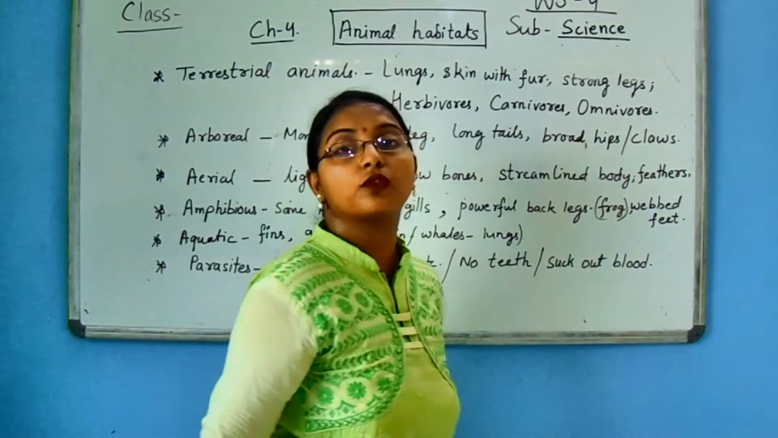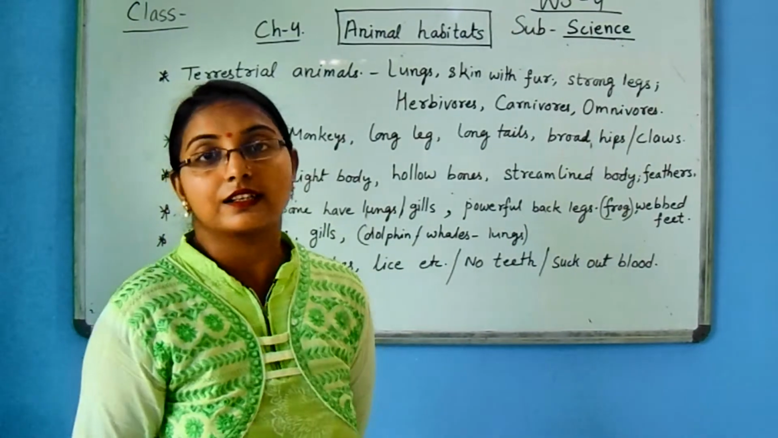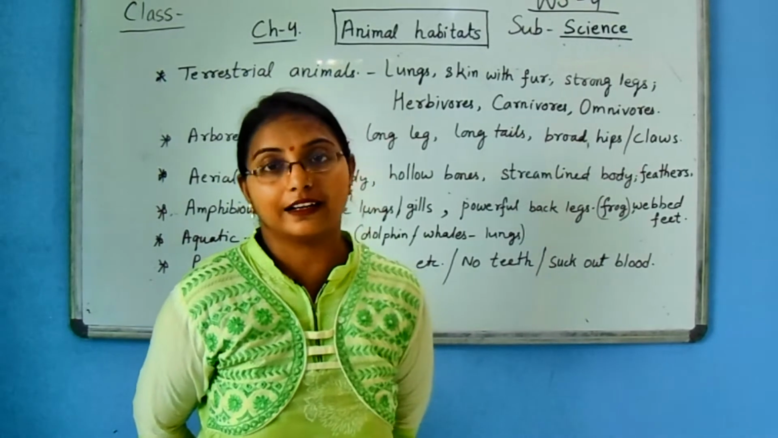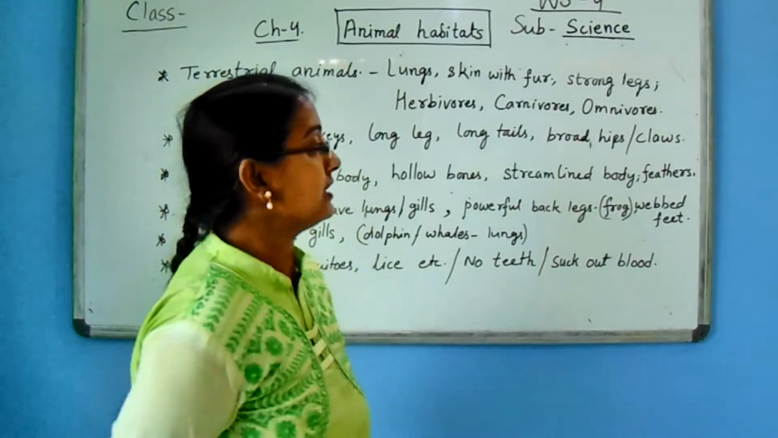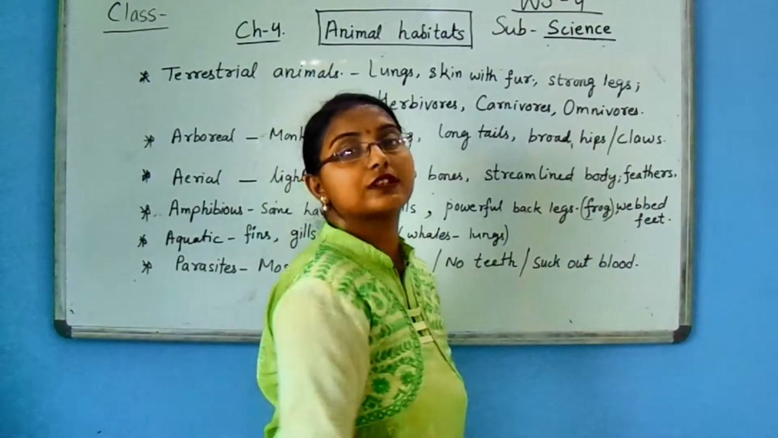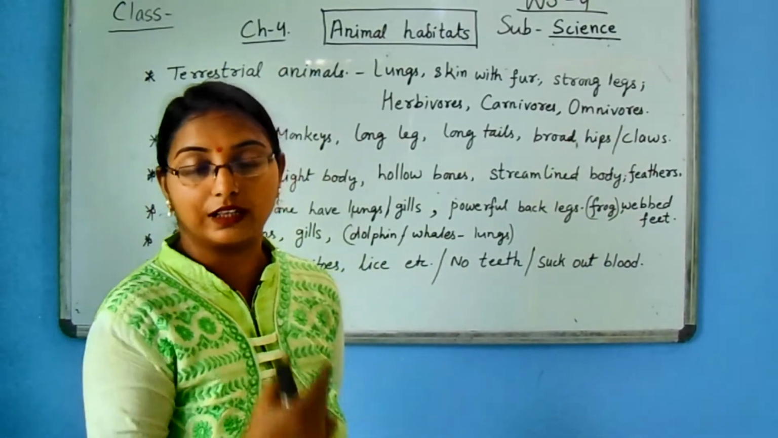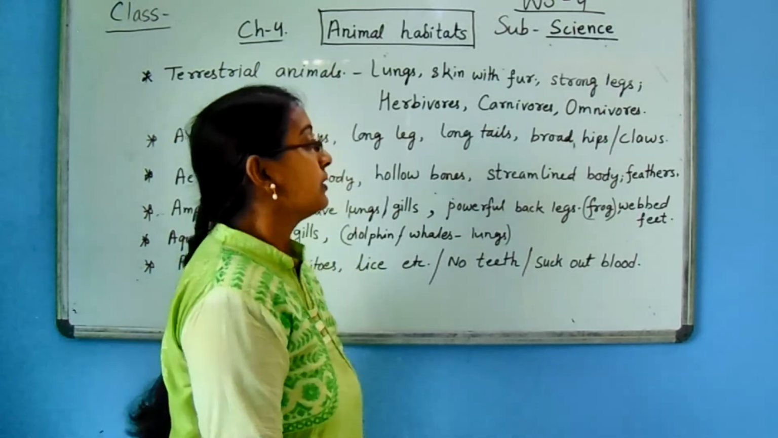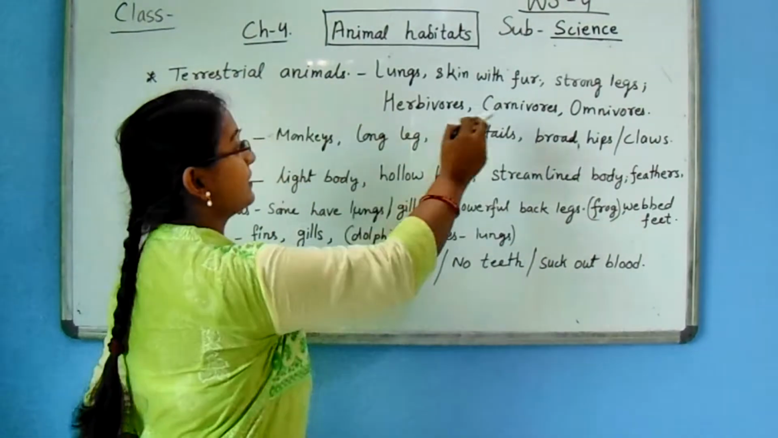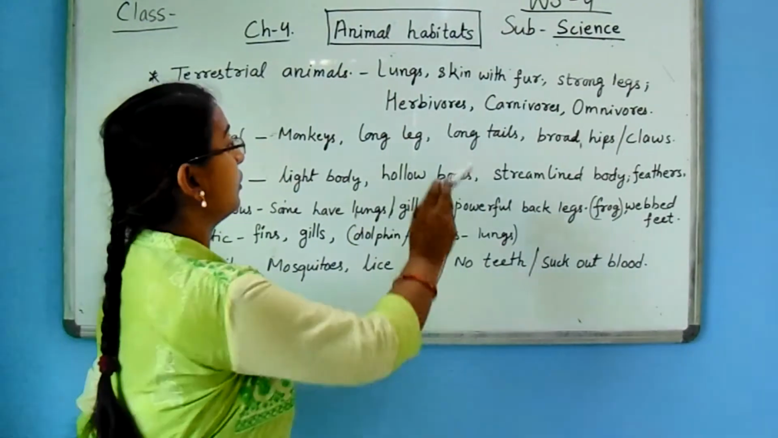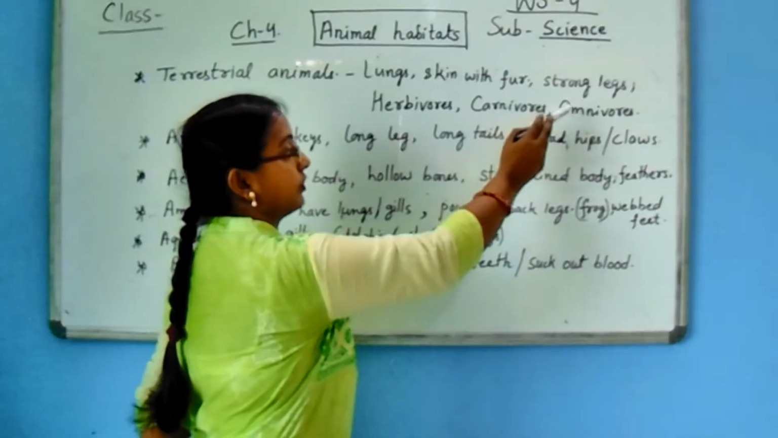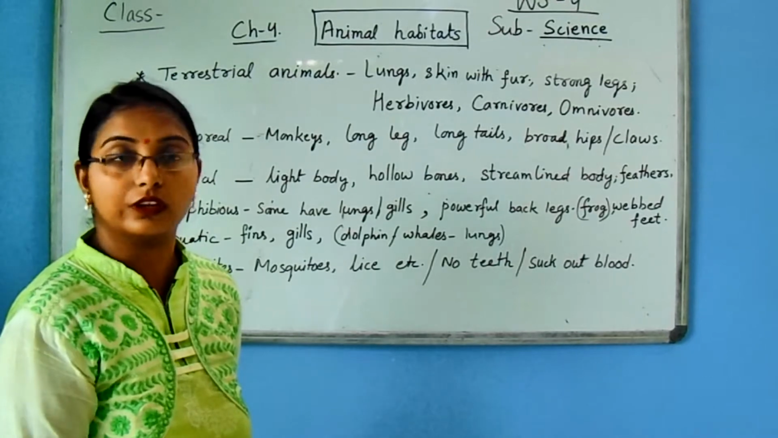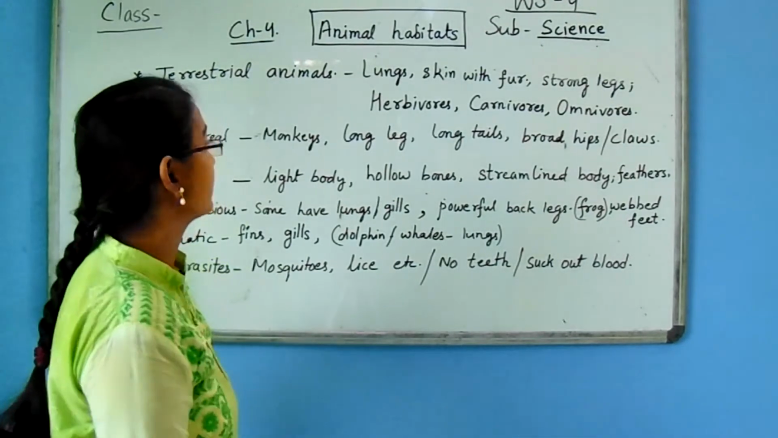Now the omnivorous. Omnivorous are animals that eat both plants and animals. That means omnivorous are the top consumers that eat both plant and animal products. So these are the terrestrial animals: herbivorous, carnivorous and omnivorous. You will see this in your chapter 4 in the last pages.